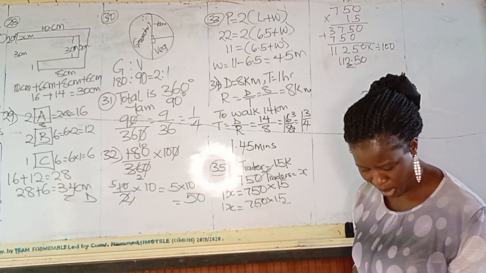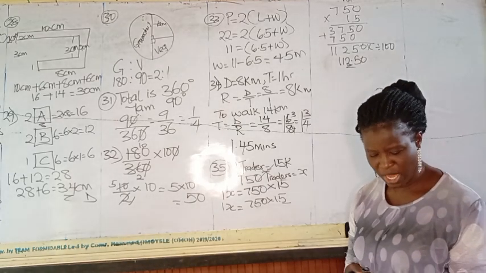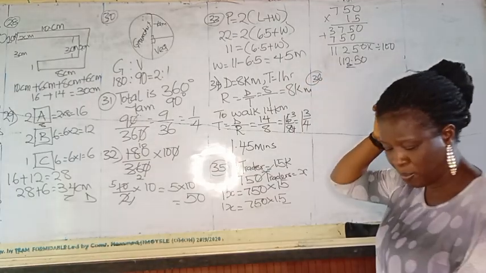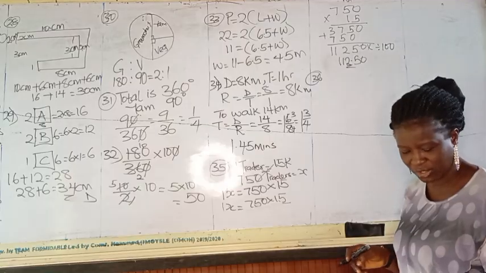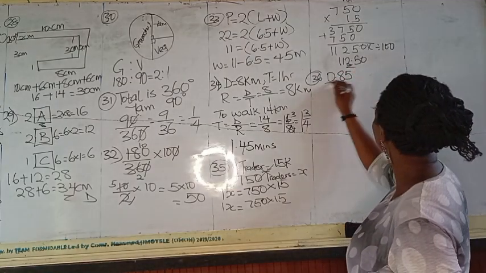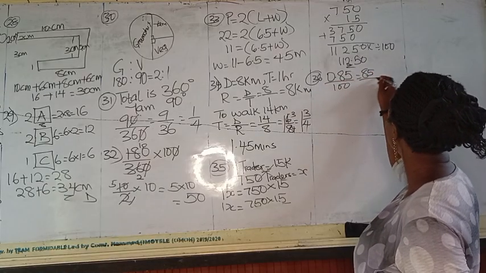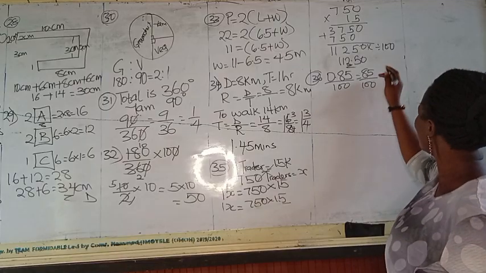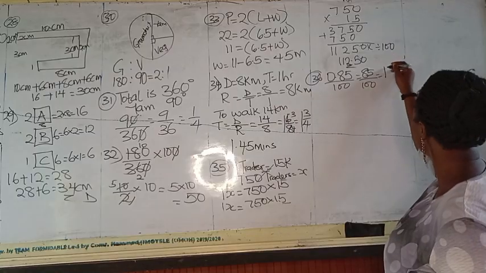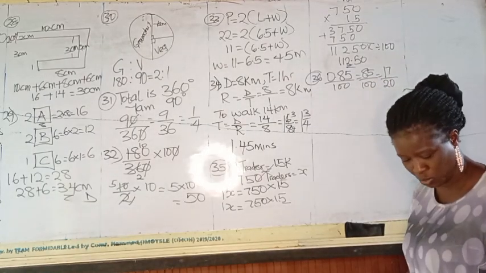So now to our number 36. We are told to express 0.85 as a fraction in its lowest term. 0.85, so this is divided by 100. You keep dividing till you can't divide again. So let's take 5 first. 5 here 1, 5 in 35, that is 7. 5 here 20, so that is 17 over 20.